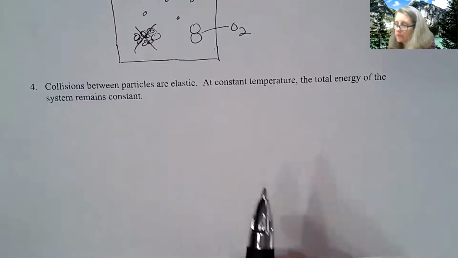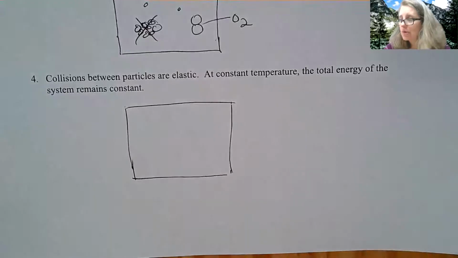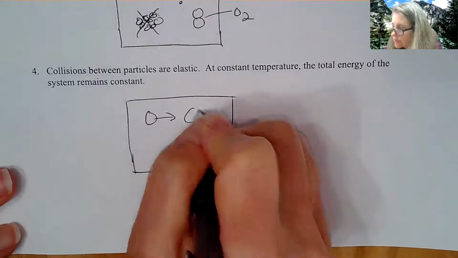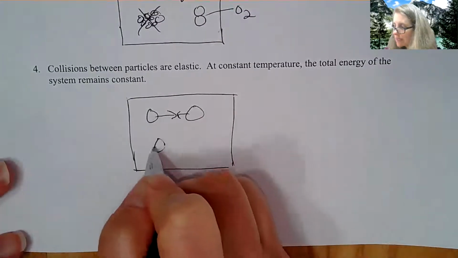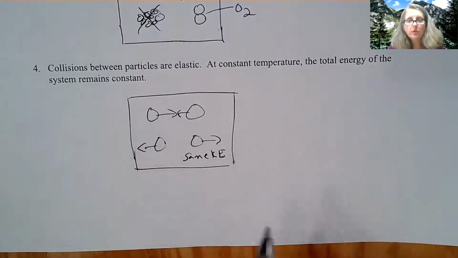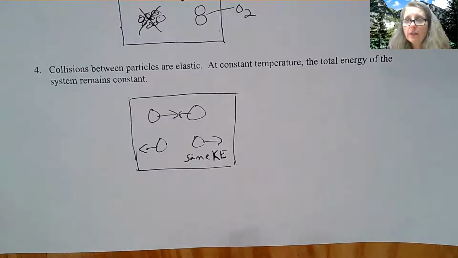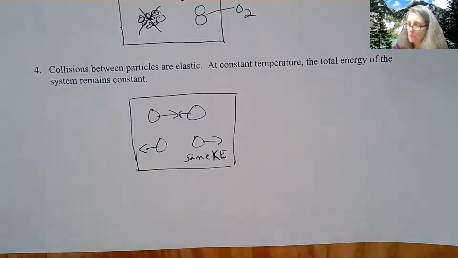And part 4 here, collisions of particles are what we call elastic. At constant temperature, the total energy of the system remains constant. If you've had some physics, you probably have talked about collisions and other things associated with them. If 2 particles are colliding, what we are saying is that when they leave the collision, they're going to have the same kinetic energy as they had before. If you have some physics background, you have friction and other things that take place, like loss of heat when 2 things collide. We are assuming that everything is remaining constant.